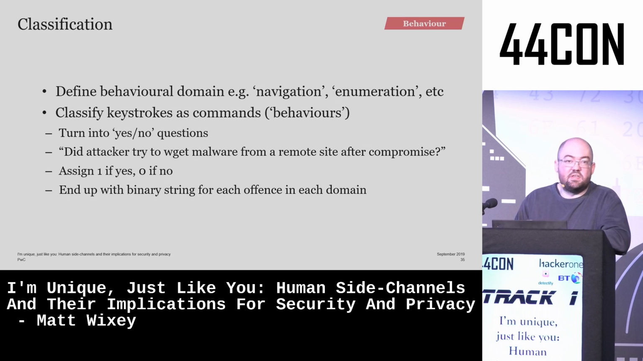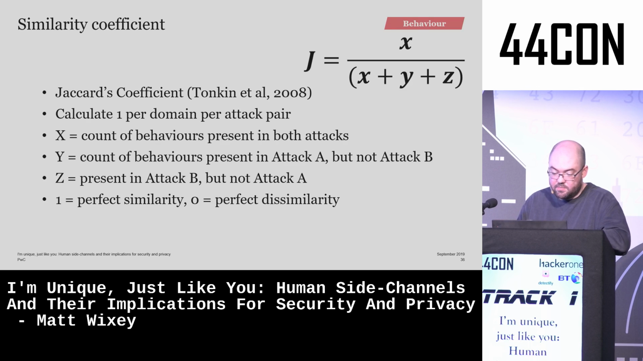So an example would be, did the attacker use wget to download malware from a site after compromise? And in terms of classification, you just assign a 1 if it's a yes and a 0 if it's a no, and you end up with a really long binary string for an offence in each domain. You then apply something called a similarity coefficient.